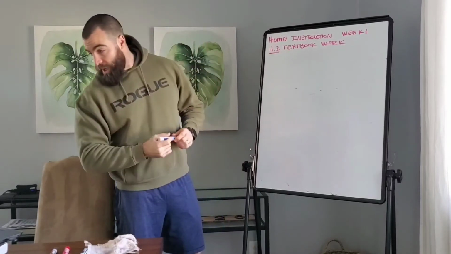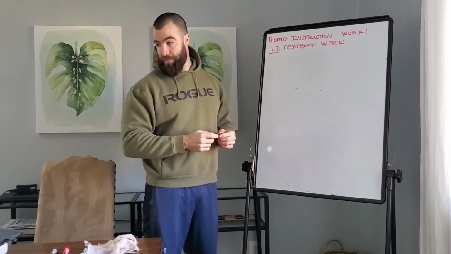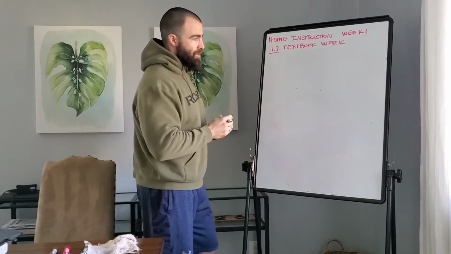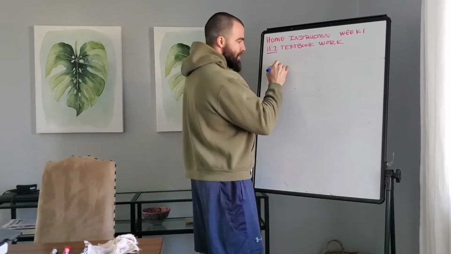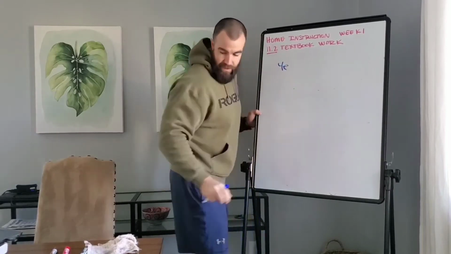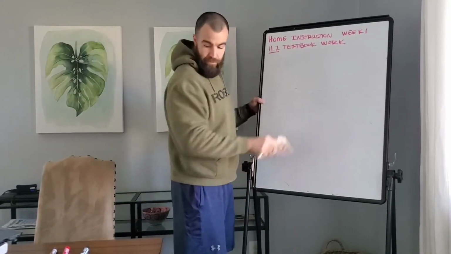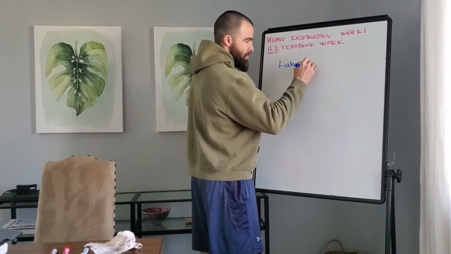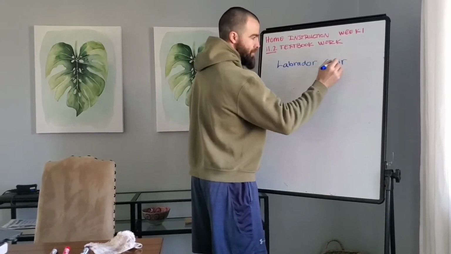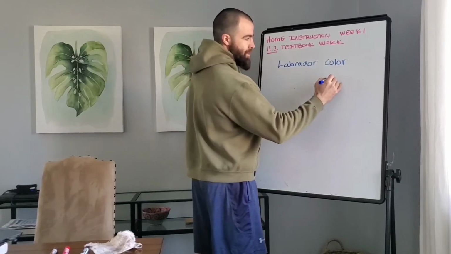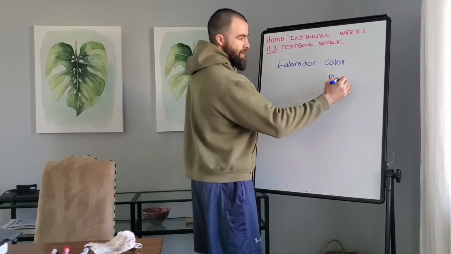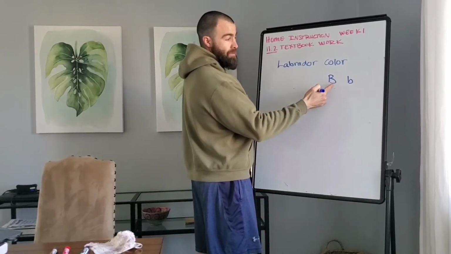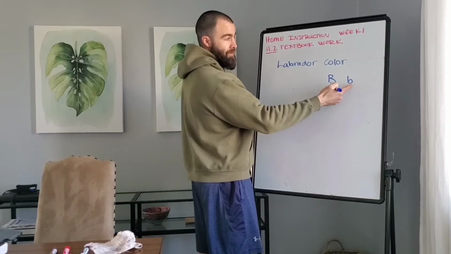Number 2, what is epistasis and how does it differ from dominance? So I'll use the example from the book because this is a pretty good example to show how this works. If we're talking about Labradors, the dogs, their fur color is determined by having either a big B or a little b. This is the dark fur, and this is a lighter fur.